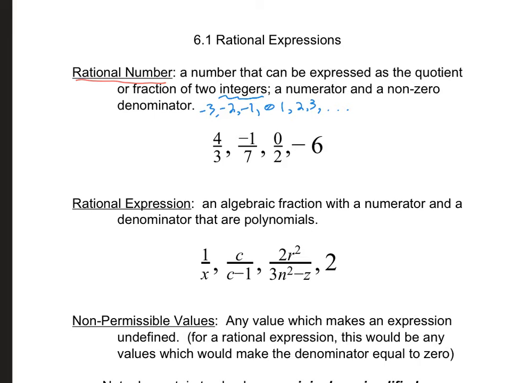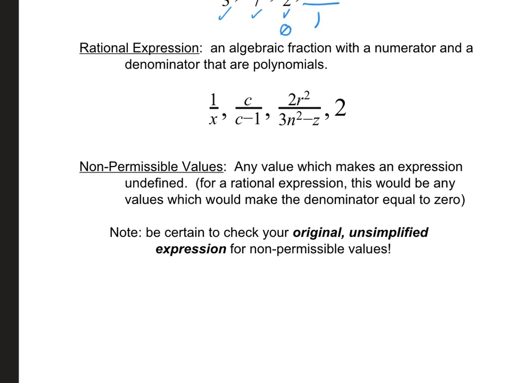So I have 4 rational numbers written here. 4 over 3: both the numerator and denominator are integers. Negative 1 over 7: we have an integer in the numerator and denominator. 0 over 2: integer in the numerator and denominator, and of course this would typically just be simplified to 0, but could be written as 0 over 2. And finally we have negative 6, and realize that even though we don't write it, this is an equivalent expression to negative 6 over 1. In fact, it's a simplification of negative 6 over 1. So those are all rational numbers.